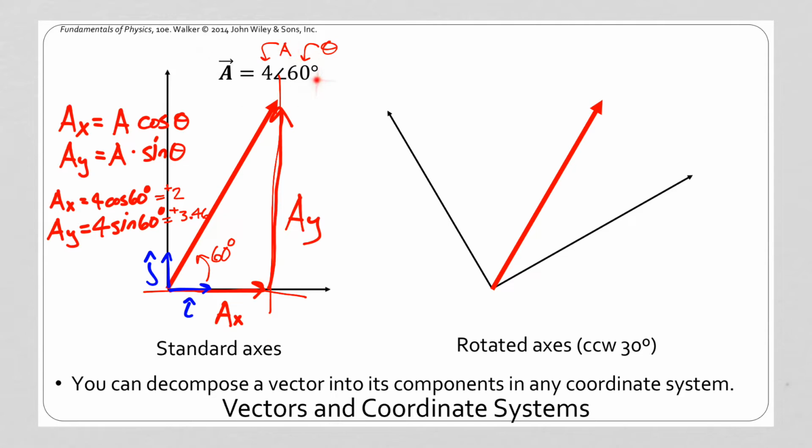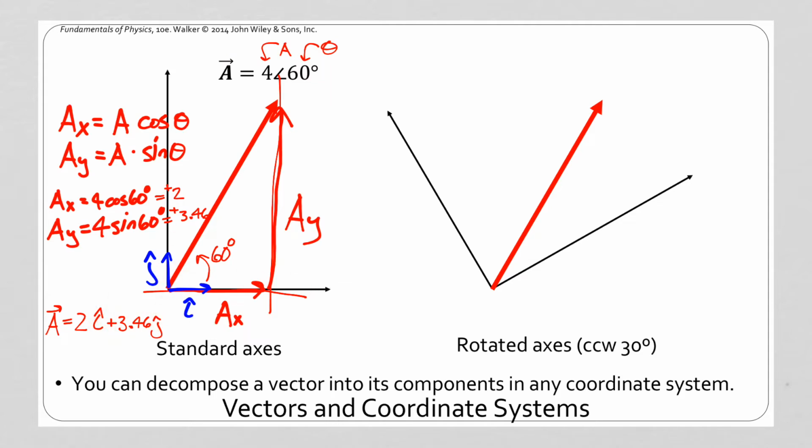So I can take this vector here. I found the components, the x component and the y component, and so I can express this vector in component form by saying it's 2 in the x direction, represented by the i hat, and it's 3.46 in the y direction, which I represent with a j hat. So these would be the components of this vector using our standard axes with our standard i hat and j hat vectors.